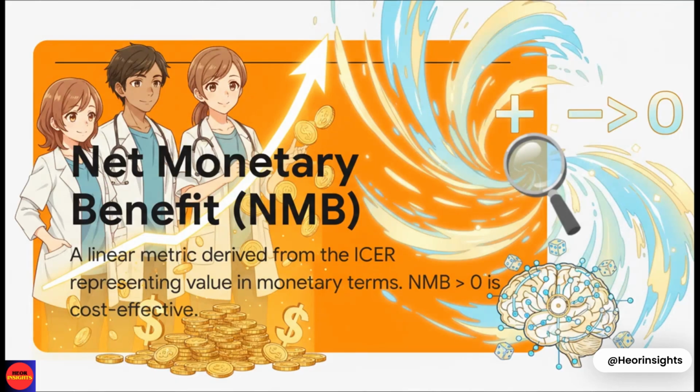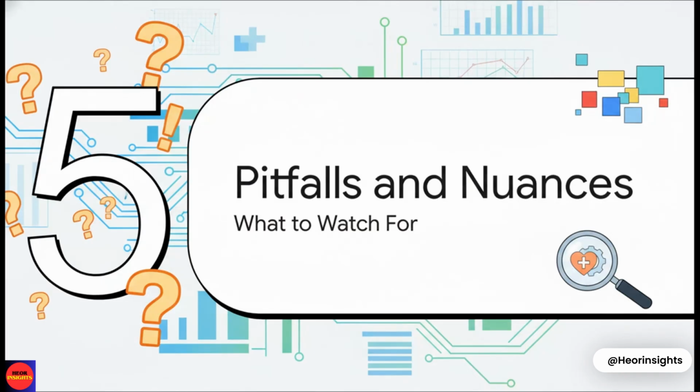Because ratios can sometimes present statistical challenges, the ICER is often converted into a linear metric called net monetary benefit, or NMB. By multiplying the incremental effect by the willingness to pay threshold and then subtracting the incremental cost, we get a value in monetary terms. If the NMB is greater than 0, the intervention is considered cost-effective. This format is especially useful for more advanced analyses, like a probabilistic sensitivity analysis. We'll conclude by addressing several critical distinctions and common mistakes. Understanding these nuances is essential for correctly applying and interpreting cost-effectiveness results.